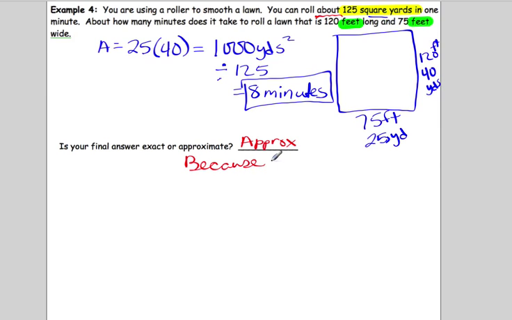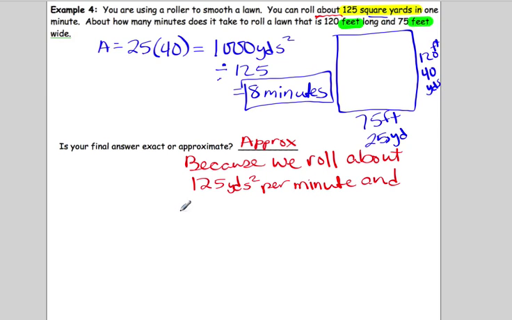Because we roll about 125 yards square per minute, and the speed could vary or could change.